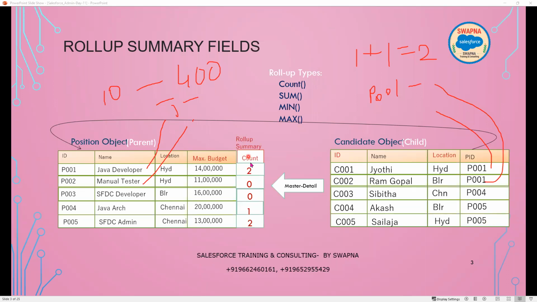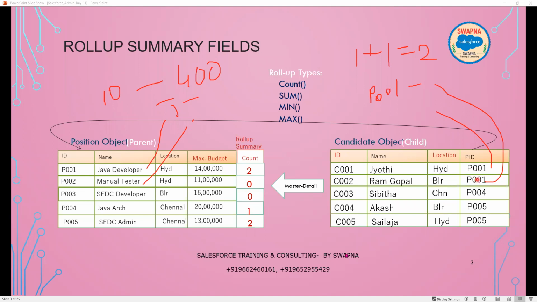So the rollup summary field will reduce a lot of manual work for the team. Otherwise, the team has to open all the 400 records and check and count them one by one, which is a waste of time. Instead of spending a lot of time, we can create a rollup summary. On creation of the rollup summary field, we can specify that we need a count of the records. In that case, it will automatically give the count of the records.